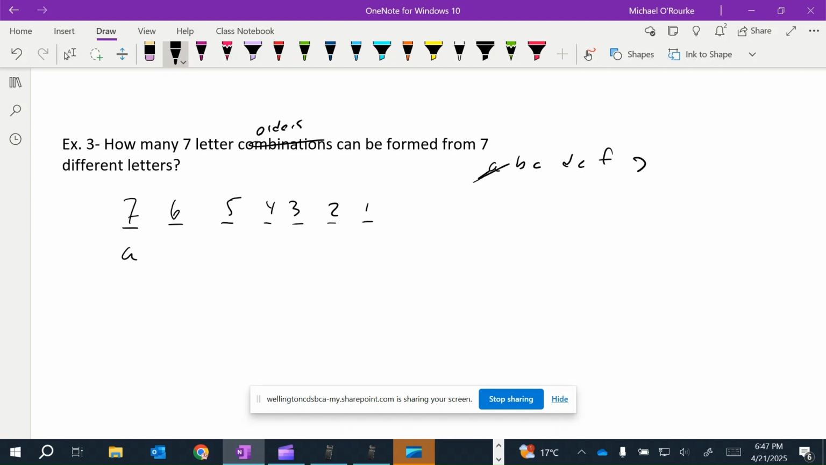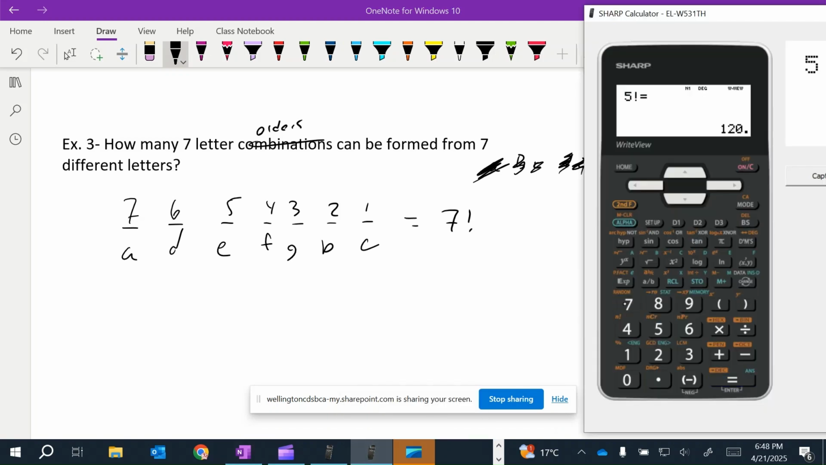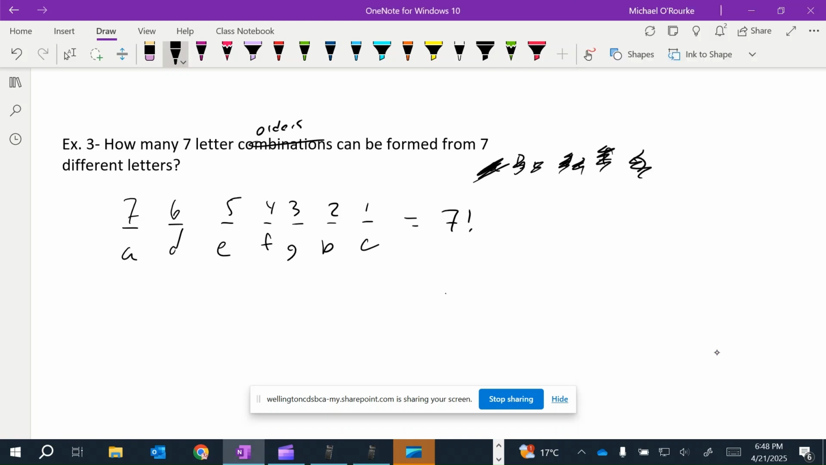Let's say I put an A here. I'd have 7 options left. Let's say 6 options left. Let's say I put a D here. I would have 5 letters left to choose from. E, I have 4 letters left. F, I have 3 letters left. G, I have 2 letters left. Let's say I put a B there. I have 1 letter left for the opposite one. And it'll work as such. That could be written as 7 factorial, and 7 factorial is equal to 5,040.